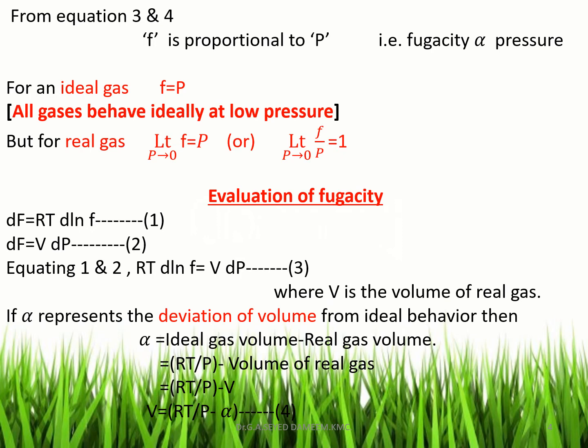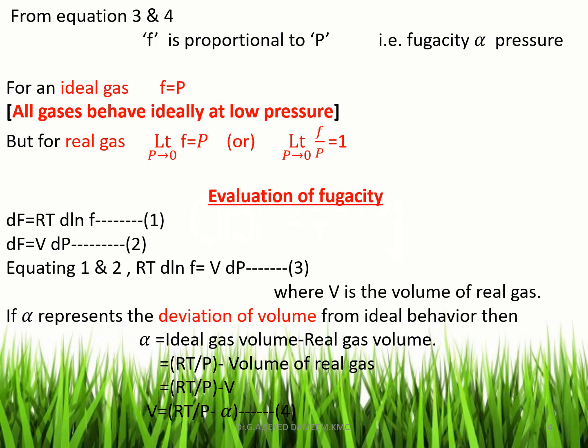Next, evaluation of fugacity. We know the equations: dF is equal to RT d ln f, where small f is the fugacity, and another equation, dF is equal to V dP, where dP is a small change in pressure. These are the equations we have already seen in the previous slides. Now, equating these two equations, RT d ln f is equal to V dP. Here, V is the volume of real gas.